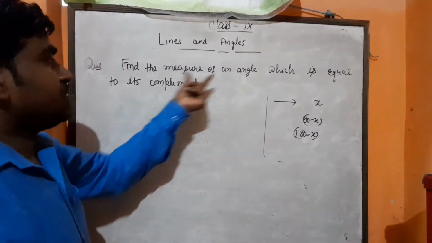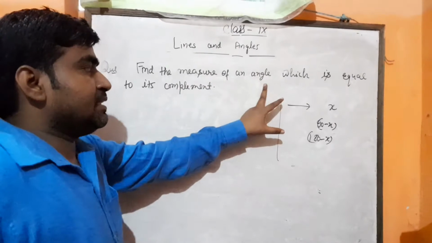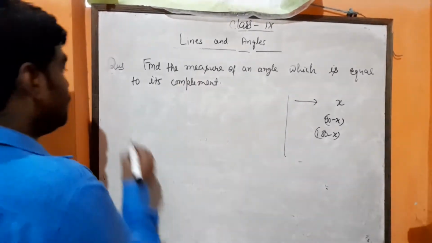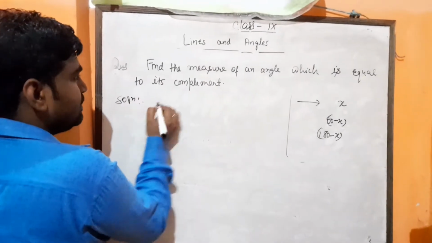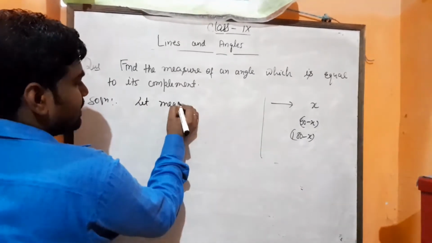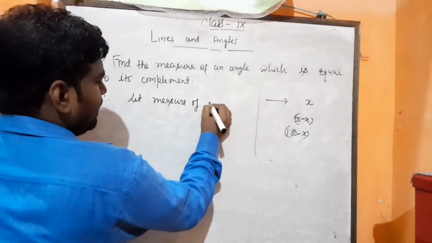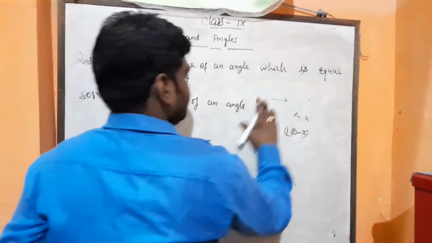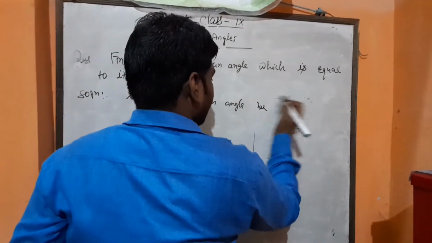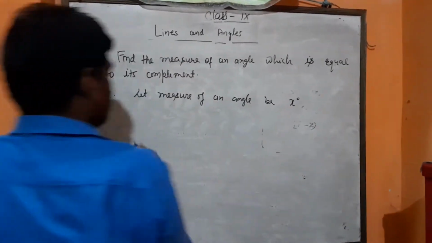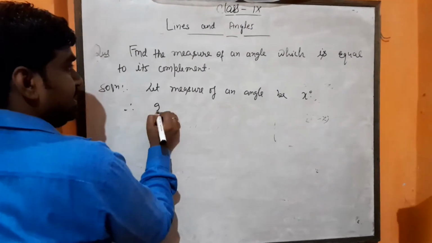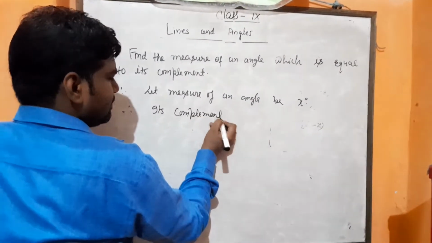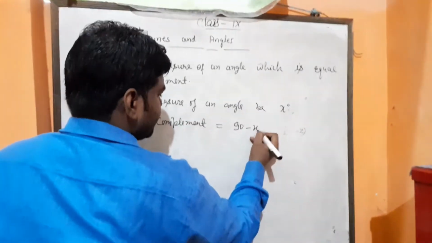So let us suppose the measure of an angle is x degrees, then its complementary angle will be 90 degrees minus x. So here is the solution. Let the measure of an angle be x degrees. Therefore, its complement angle is 90 minus x degrees.